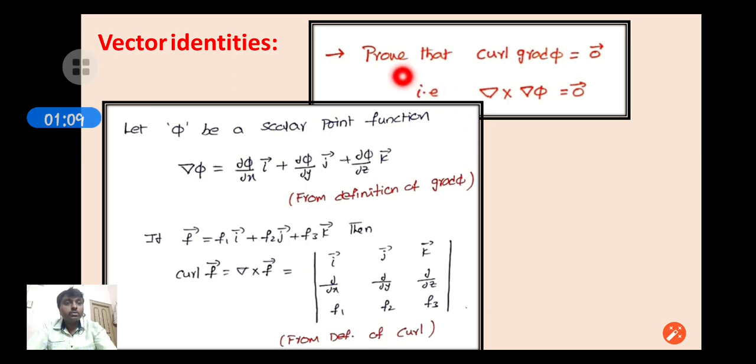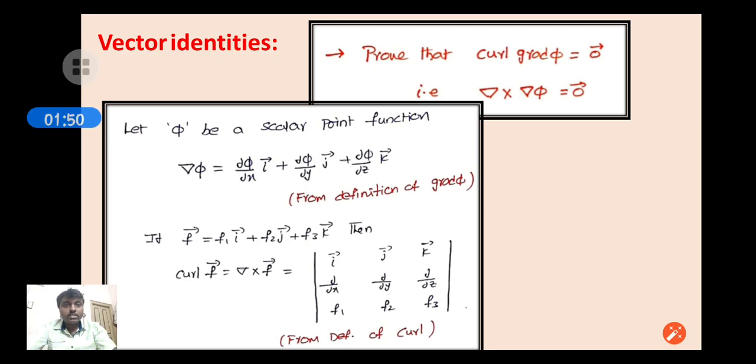First one, prove that curl of grad phi equal to 0 bar. That is nothing but del cross del phi is equal to 0 bar. That means we have to prove that curl of grad phi is equal to 0 bar. Here phi is a scalar point function. First of all, I take a scalar point function phi. After that, for that scalar point function phi, I can calculate the gradient. After calculating the gradient, I can calculate the curl of that particular gradient.